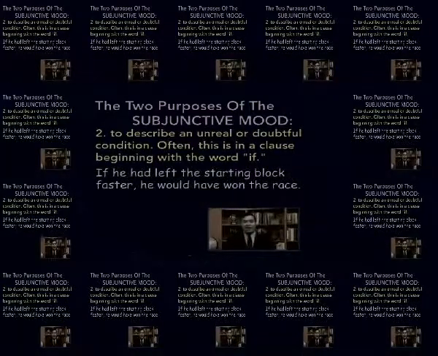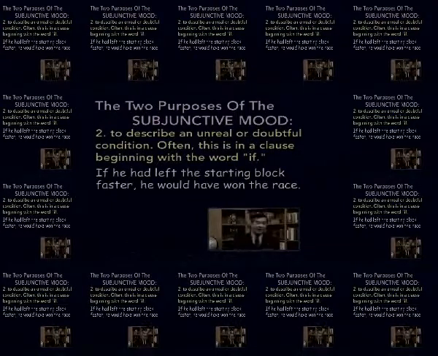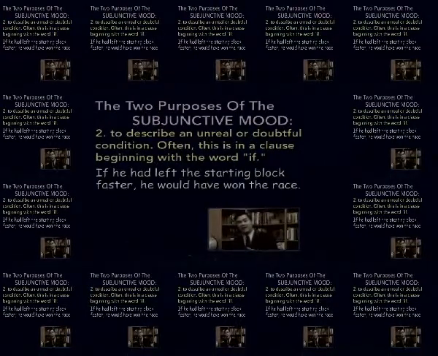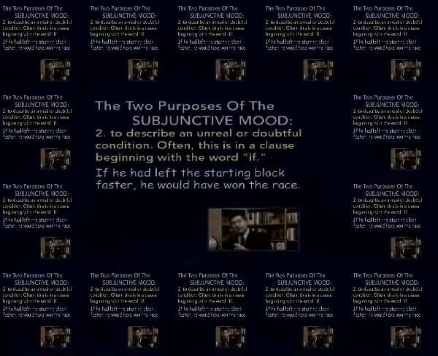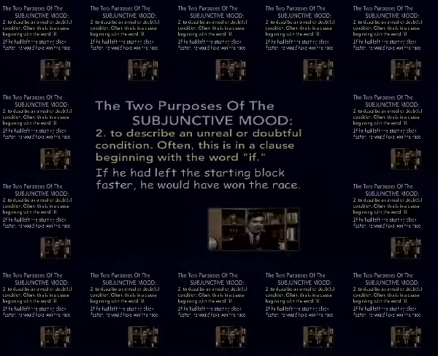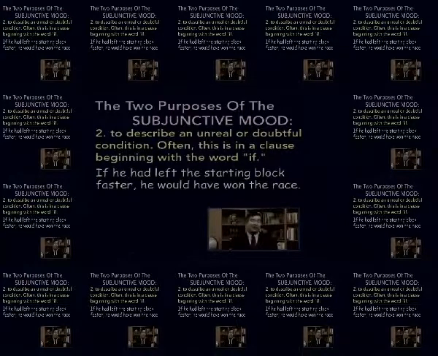Here's another example. If he had left the starting block faster, he would have won the race. Once again, we have two clauses here. The second one describes what would have happened. He would have won the race if he had left the starting block faster. So the second clause describes what would have happened if the first clause had been true. Once again, the first clause is describing an unreal or doubtful condition, something that didn't happen. He didn't leave the starting block faster. This is describing something that's unreal.